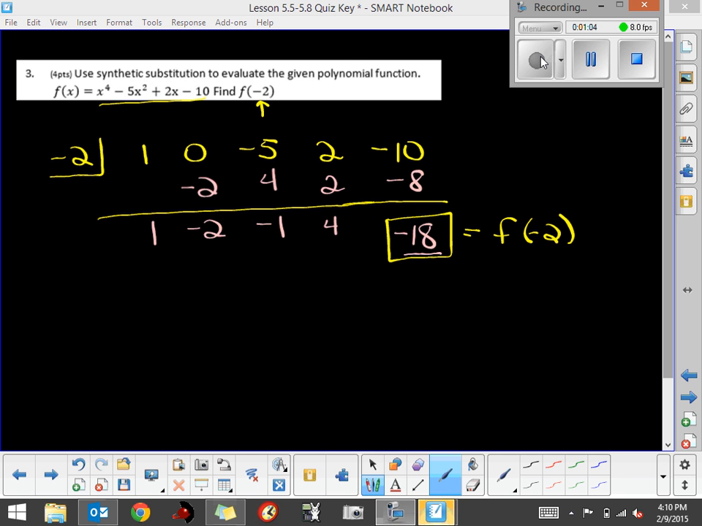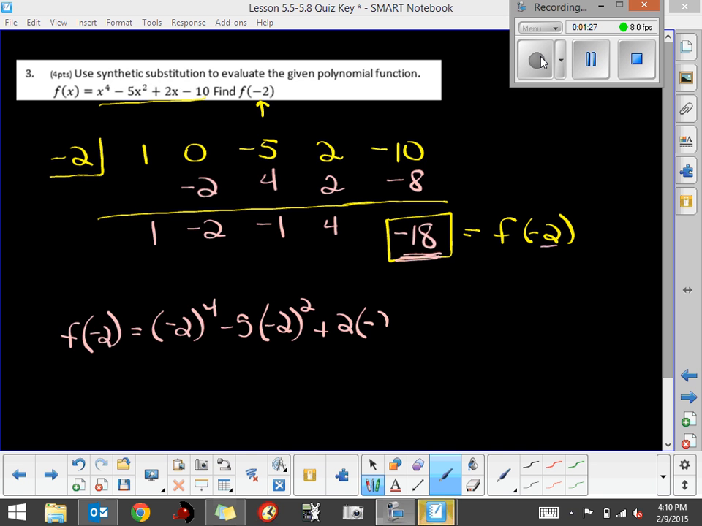This -18 represents the value that you would get if you put a -2 into the function and plugged and chugged. So I should get the exact same answer if I put a -2 in for all those locations of x: -2 raised to the 4th, minus 5 times -2 raised to the 2nd, plus 2 times a -2, minus 10. I should get the exact same answer, -18. Like I said, this is just an alternative method.